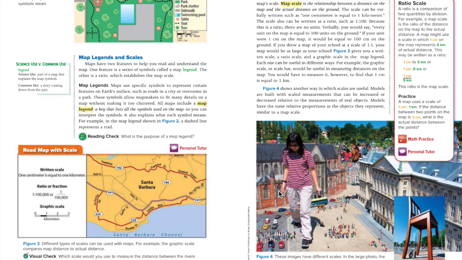So figure 4, which is right here, shows another way in which scales are useful. Models are built with scaled measurements that can be increased or decreased relative to the measurements of real objects. Models have the same relative proportions as the object they represent, similar to a map scale. So if you see this, this is a model of a city, right? And she is taking steps to see if the scale is proper, okay?